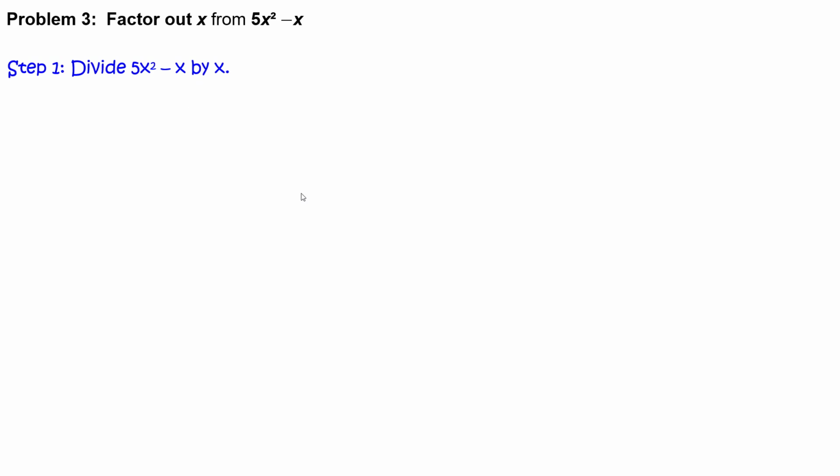All right, so that's step 1. We're going to divide 5x squared minus x by x. Now, because I'm dividing the whole binomial 5x squared minus x, I'm going to put it in parentheses. Now, this might look familiar. We did do this during Tuesday's class. So I'm going to first rewrite the division problem as a fraction, with 5x squared minus x, the dividend, as the numerator and the divisor as the denominator.